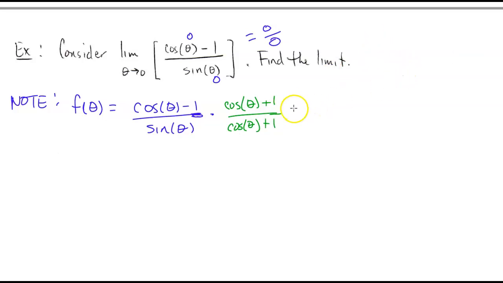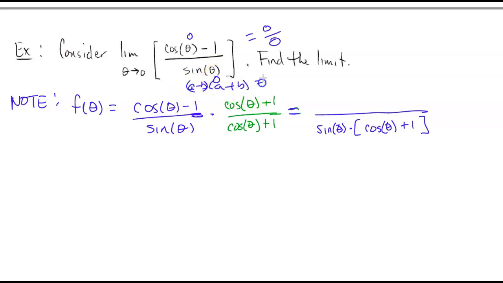And by doing that, our denominator is just going to be sine of theta times cosine of theta plus 1. Our numerator, cosine of theta minus 1 times cosine of theta plus 1, is just like our a minus b times a plus b equal to a squared minus b squared.